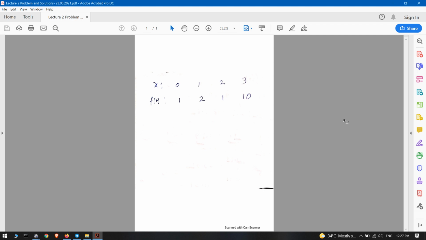So f of x equals, now you have to find out f of 0. f of 0 is already given. It is 1. Then p equal to how much? In the previous expression, instead of x you write p, so p into p minus 1, p minus 2. So p equal to how much here?